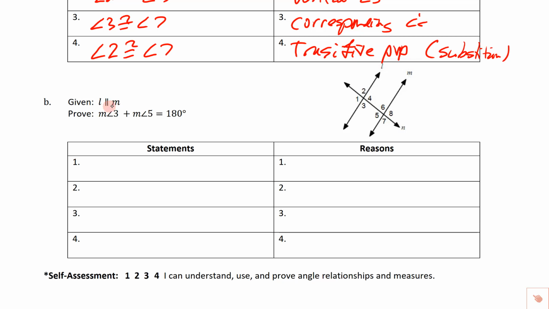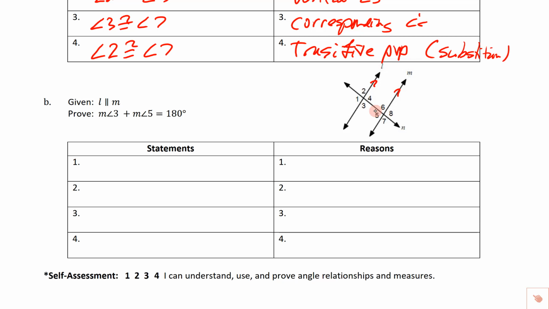So we're given this. Line L is parallel to line M. So we're going to want to mark that on this. And we want to show that angle 3 plus angle 5 equals 180 degrees. So that means that the two of these together, if we add them up, well, wait a minute, 180, that means they've got to be supplementary.